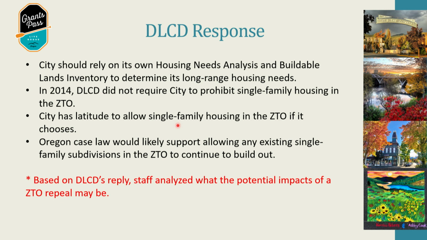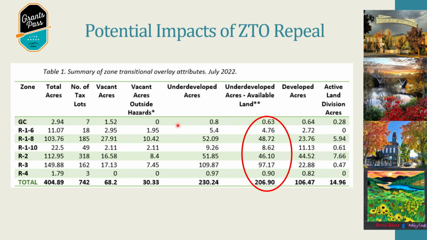So we looked at, based on that, what would be the potential impacts if we did a full repeal. A full repeal would essentially mean completely removing the zoning transition overlay altogether, which means you revert back to whatever that original zoning was. And the original zoning is reflected here on the left. So you have some GC property, again R16, R1, all these lower density, and then R2, R3, R4.